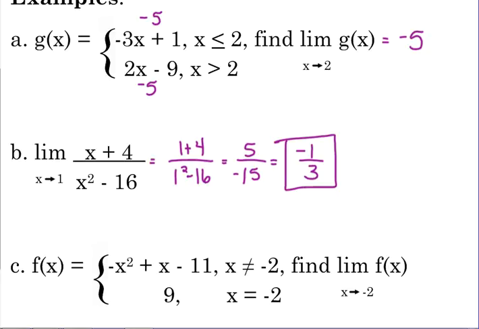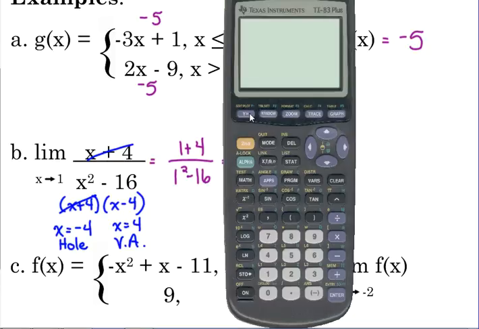Can we factor the denominator? Thank you. X plus 4 times x minus 4. So, what happens? X plus 4 cancels, so what's going on there? That's a hole. X equals positive 4 is what? A vertical asymptote. So the limit will not exist at the vertical asymptote. The limit may still exist at the hole. So let's look at why.